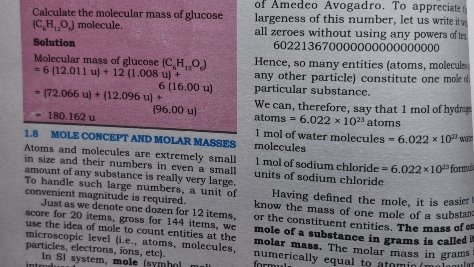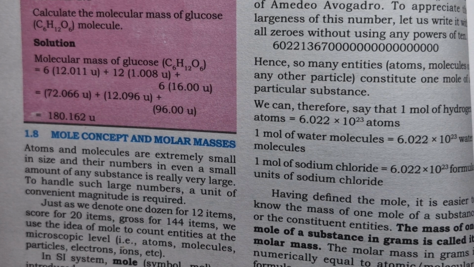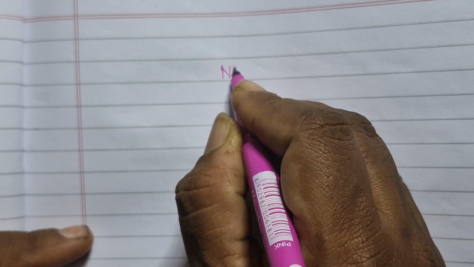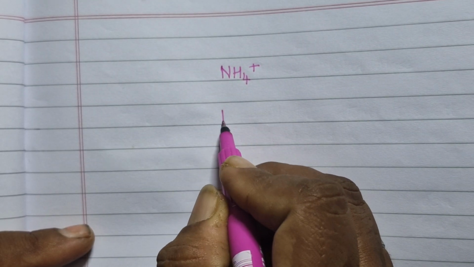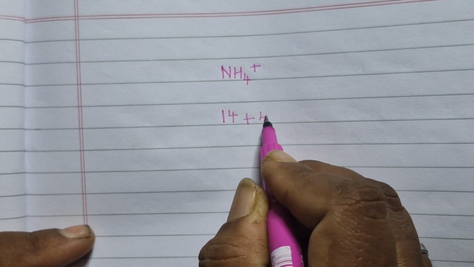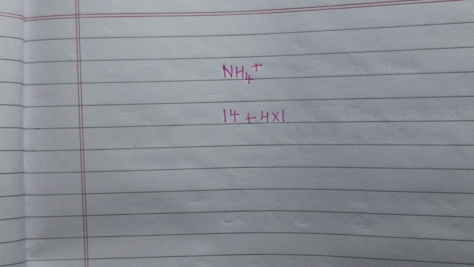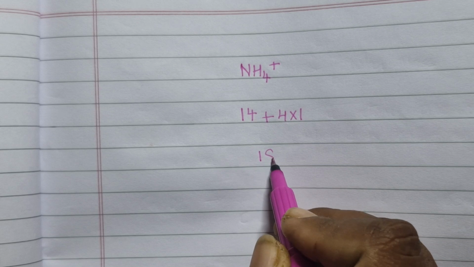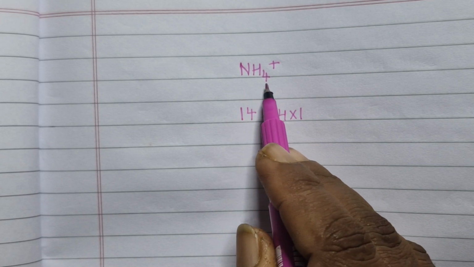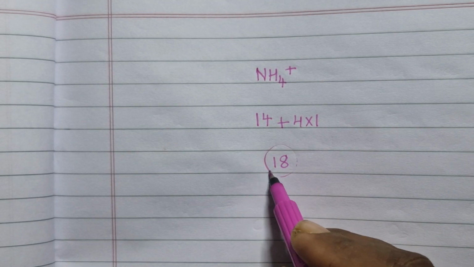Suppose I say, for example, an ion. Let me take any ion for that example, say ammonium ion, NH4 plus. So what is the molar mass of this? Nitrogen is 14 plus 4 into 1, which is hydrogen. So now what happens? 14 plus 4, 18. But this is NH4 plus. So this is actually 18 as the molar mass.